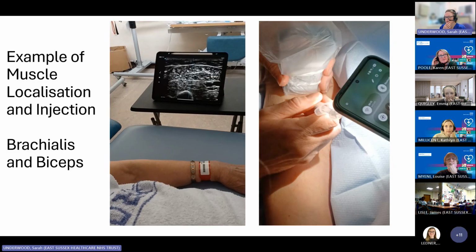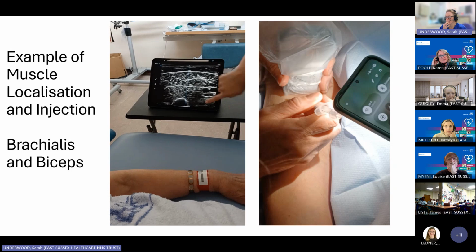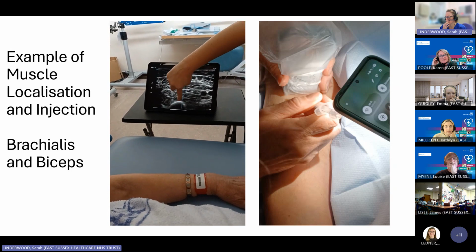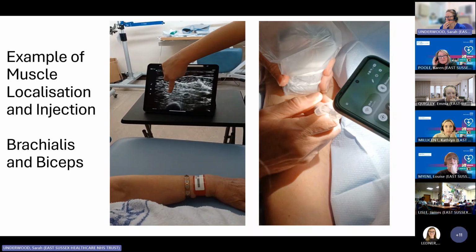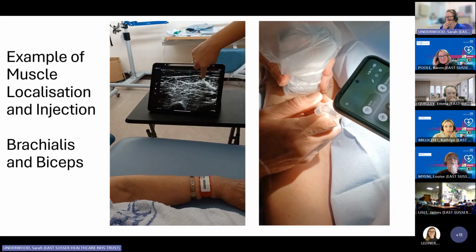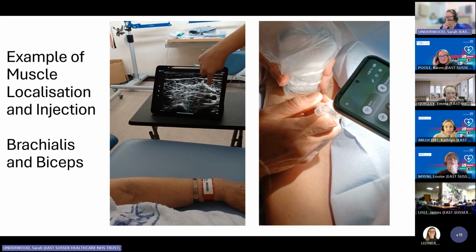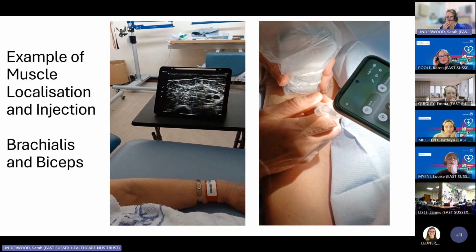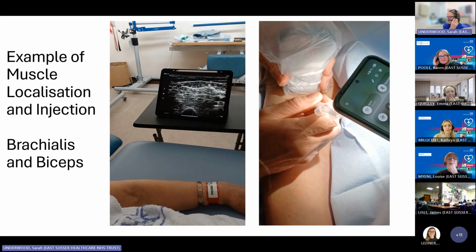Point out where the muscles are, Emma, on the screen. So down here's your humerus, and above your humerus we've got brachialis, our dividing line here, and then above we've got the two heads of biceps. You can see the tendon, that really bright line is your biceps tendon. Using the ultrasound, we can really clearly see where the musculature is, and we can also, this video didn't show it, see where the blood vessels lie as well. And then just to give you an idea about what the injection looks like.